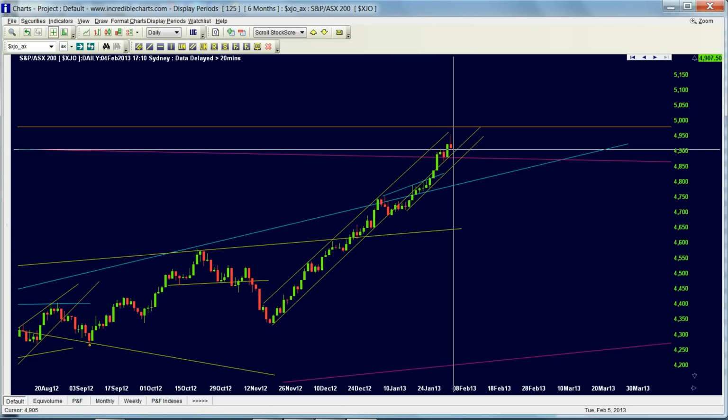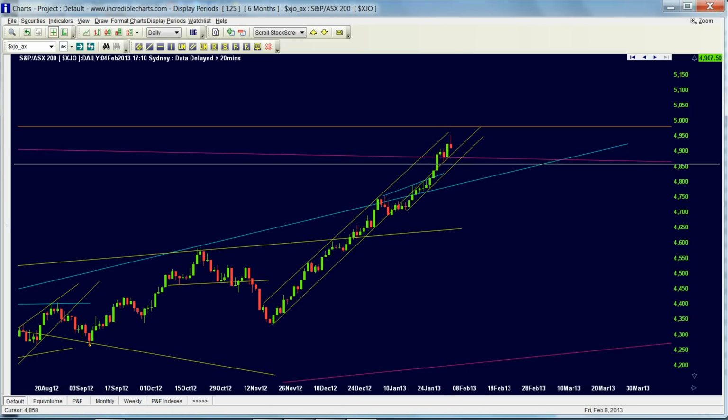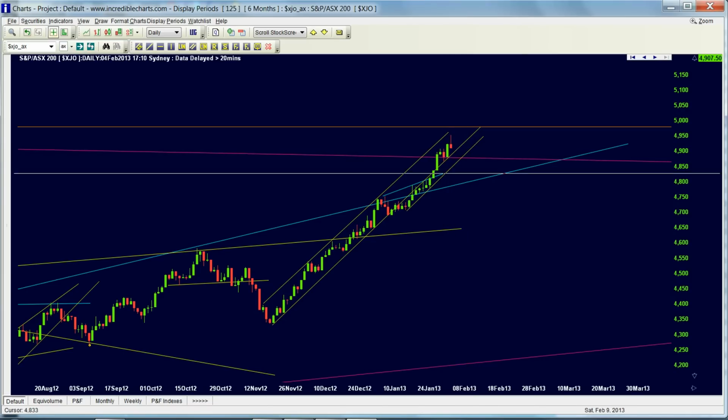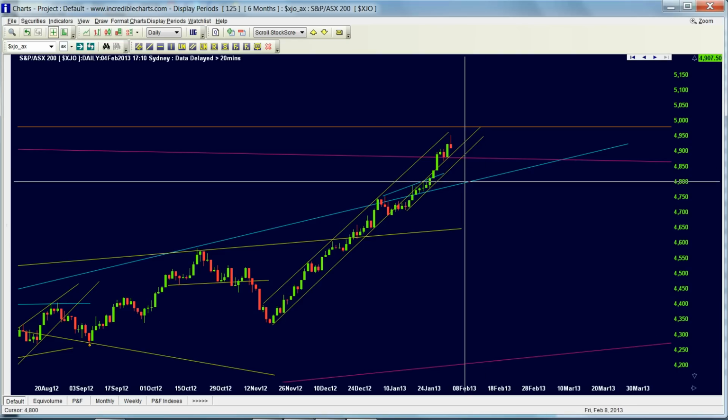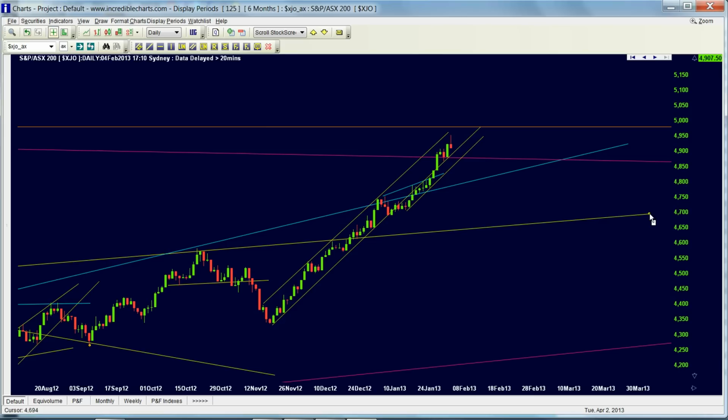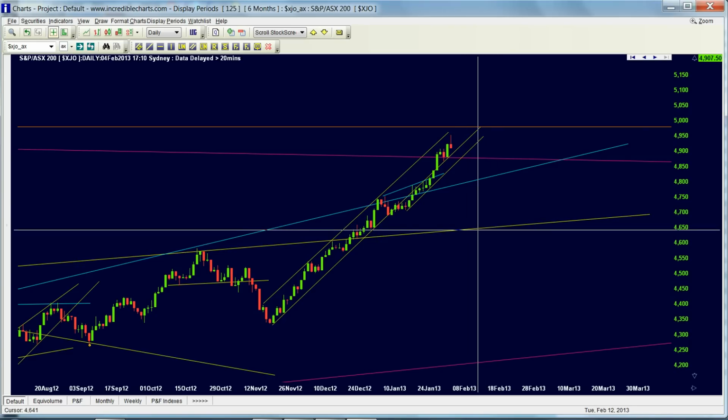So one would expect at this stage that we would get some sort of pullback in the ASX 200. The only other thing is that we've got this blue line here. Now this blue line would act as some support. That's around that 4,800 area. Another support level there on the daily resistance levels would be this yellow line here. You'd think that that would act as strong support there around that 4,650 level.